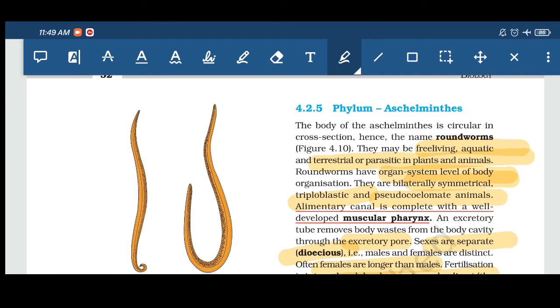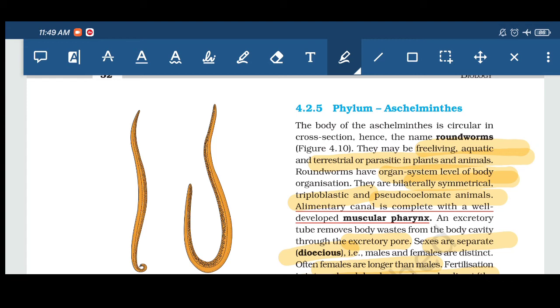So, recalling the characters of Aschelminthes, they are called roundworms because the cross section of the body is circular in nature. They may be free living, aquatic, terrestrial, or parasitic in plants and animals. They may be present anywhere. If you go into the water you will find them there also. They are terrestrial, so if you are on land you will find them there also. They are parasitic in both plants and animals.